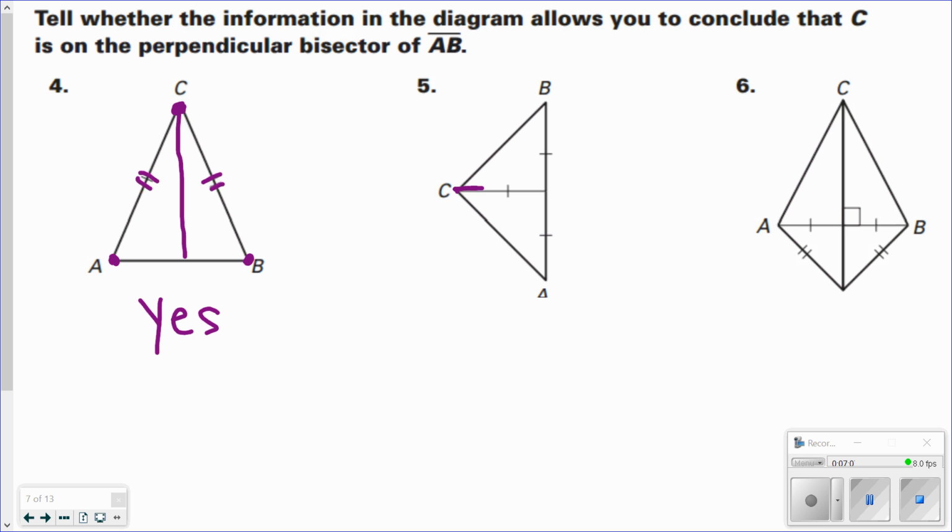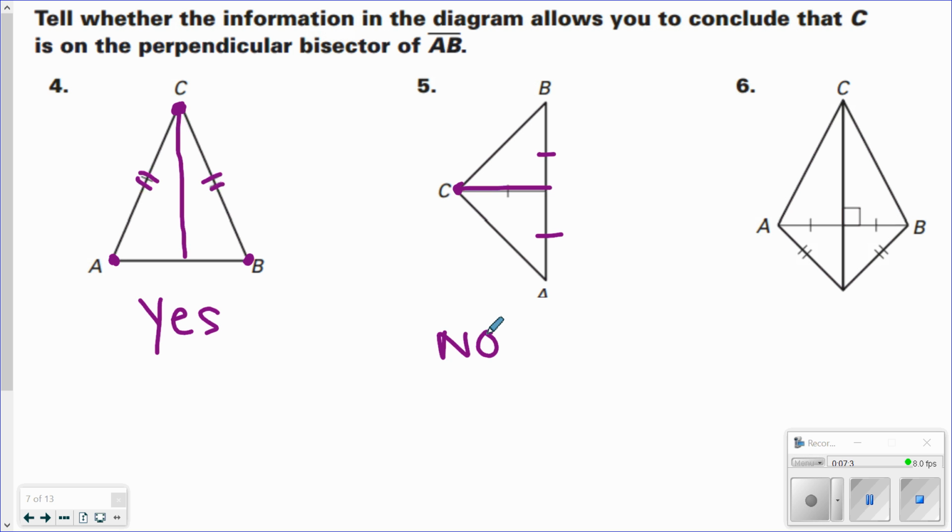Would C be on the perpendicular bisector? All right, so if I look here, I do see that these two segments are congruent. But do I know that C is equidistant from B and A? I don't. So there's not enough information here. So the answer is no.